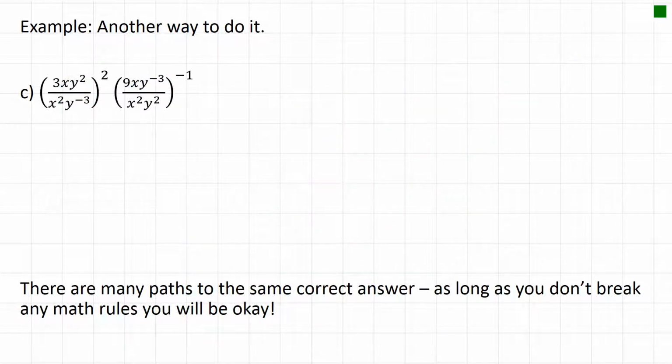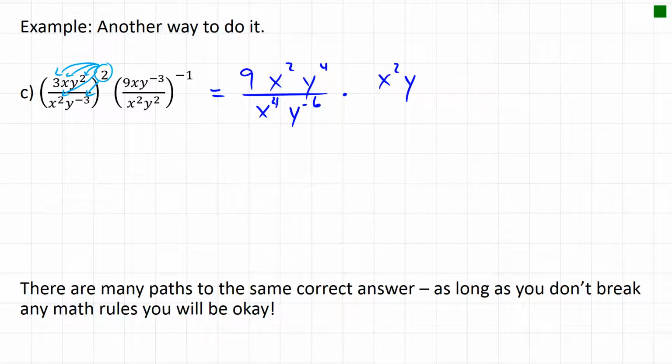Now looking at this example, my suggestion was to simplify each fraction at the very beginning in the separate brackets first. However, if we had wanted to, we could have applied this power in at the beginning to each piece, and we could have done that and got the same result. As long as we don't break any math rules, you can use these rules in different orders and get the same result. So if your instinct's a little different than mine, or this is just the way you want to tackle the problem, you can do that.